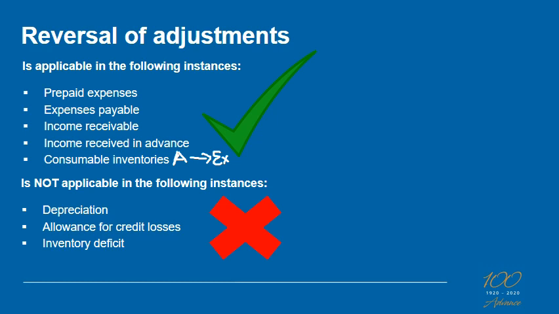Allowance for credit losses will not be reversed, but it would rather be adjusted at the end of every financial year to suit the entity's debt profile at that point in time. The inventory deficit, which we calculate with the perpetual inventory system, will also not be reversed at the start of a new financial year, because this deficit has been incurred in the previous financial year and cannot be reversed at the start of the new financial year.